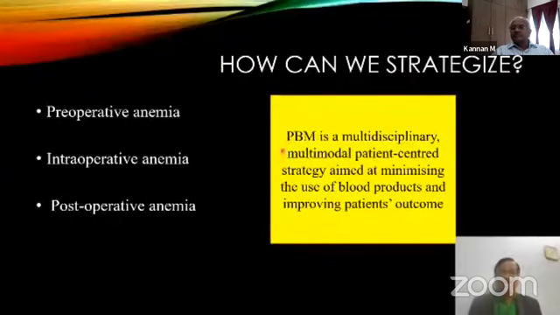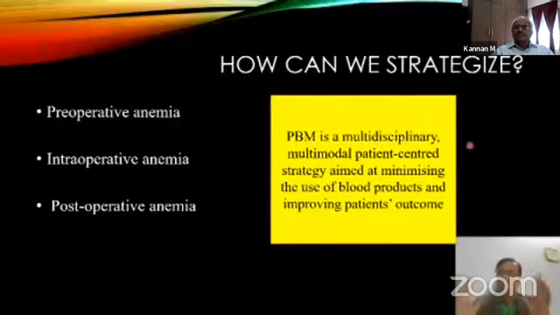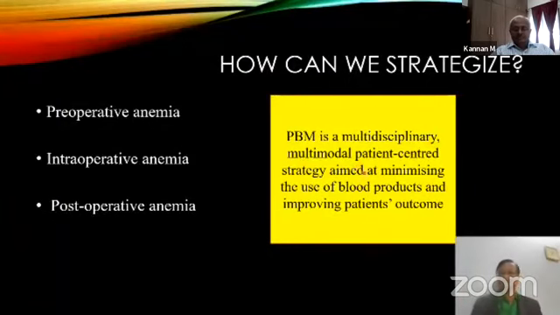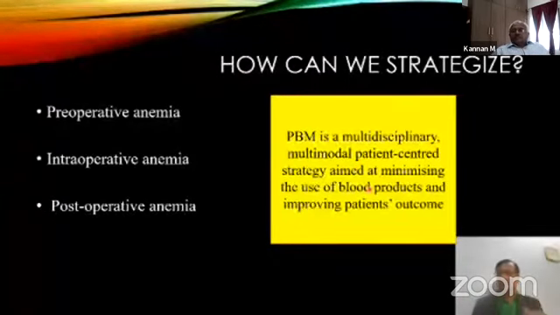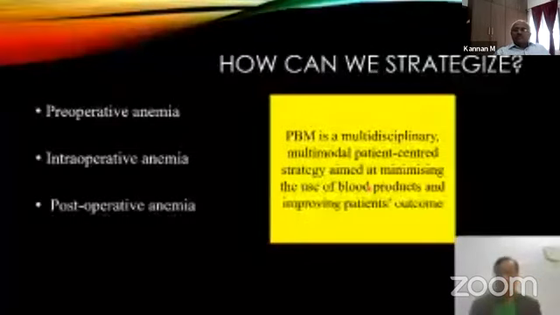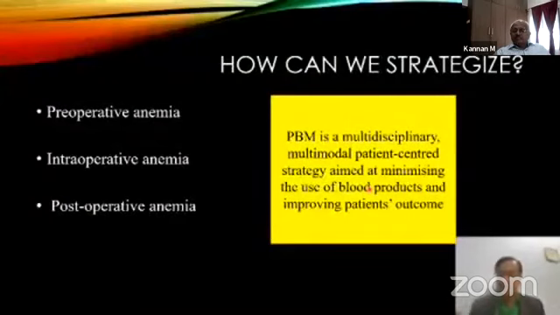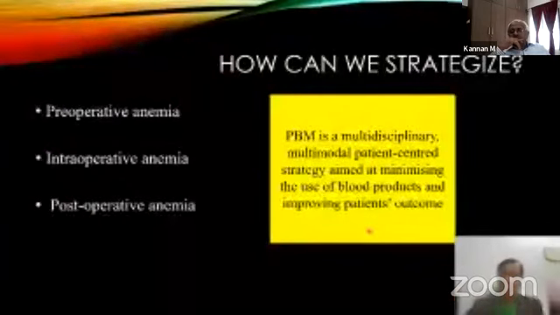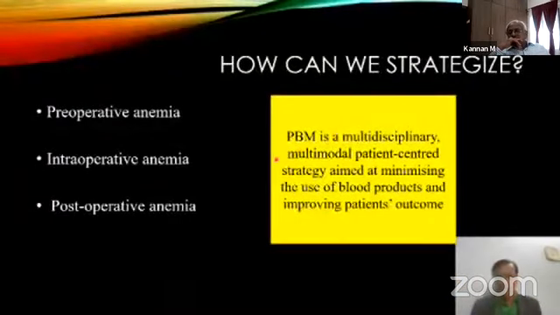Now, what they call is patient blood management, PBM. What is this? It's multidisciplinary. It is not only anesthesia, surgery, medicine, transfusion medicine, hematology. It's multimodal. So you cannot give only oral iron. It may be iron supplementation, intravenous also, blood also, homologous blood, allogeneic blood, so many things. Patient-centered strategy. What is the patient like? How is the patient? Aimed at minimizing the use of blood products. A lot of blood products should not be there, but the patient's outcome should be good. This is what is called patient blood management.